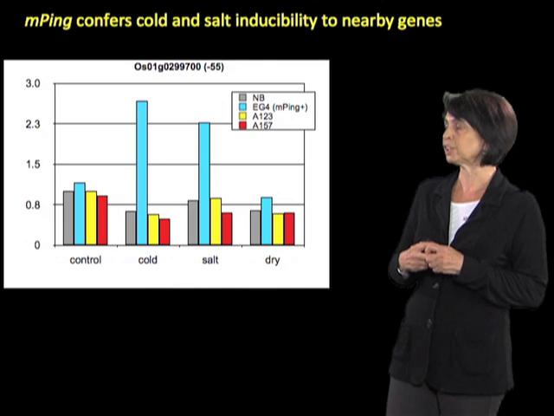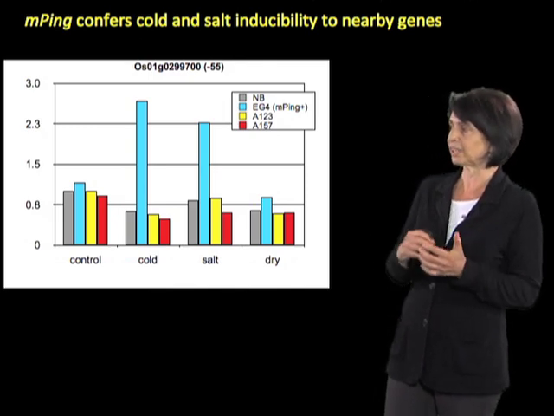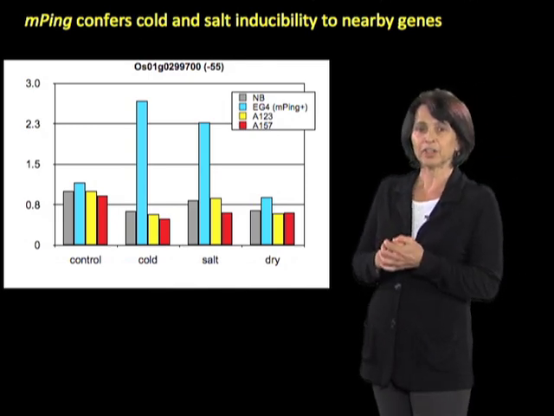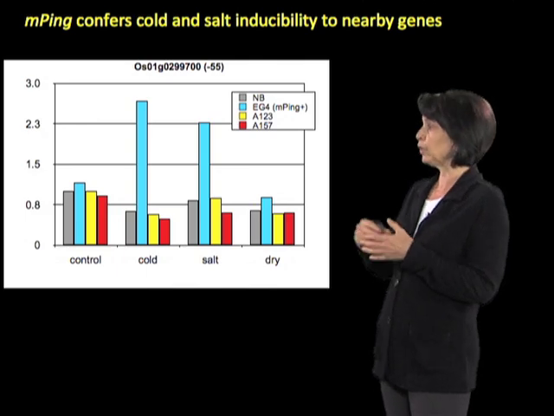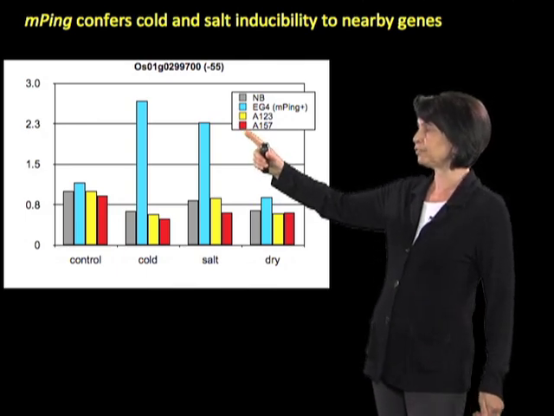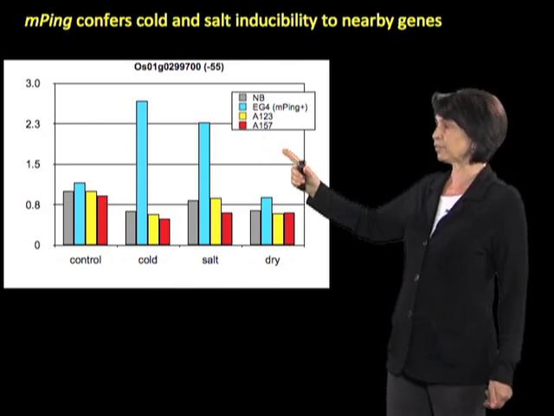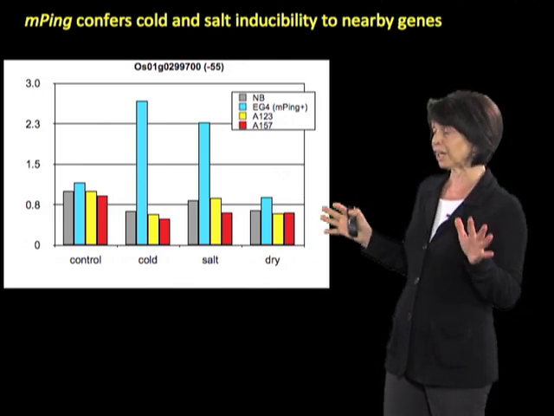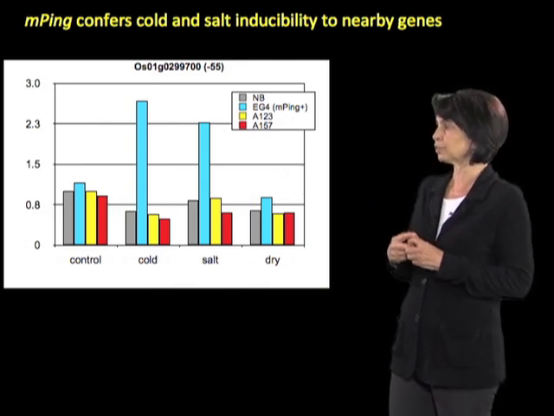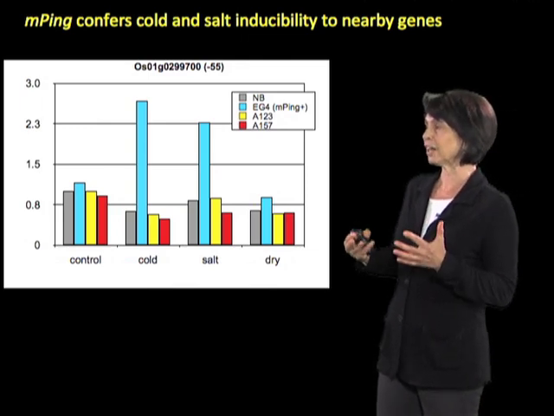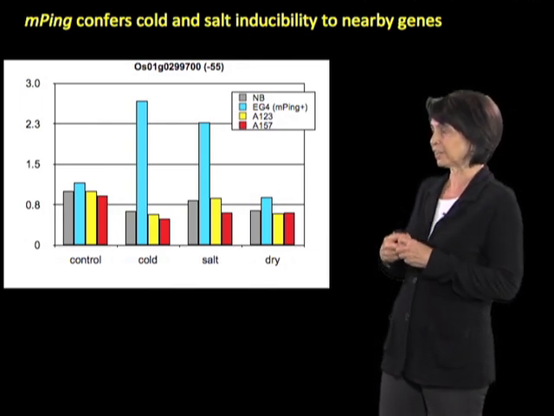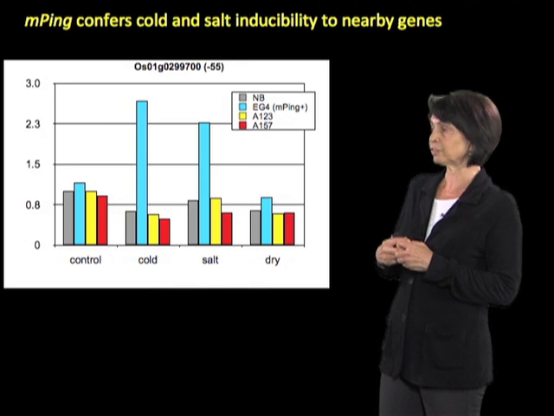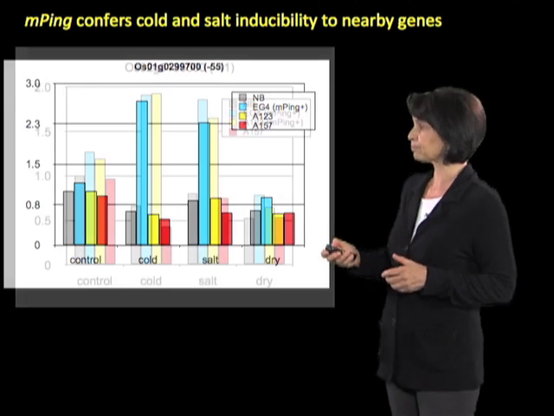However, when we subject these plants to cold, and we meaning Ken Nato again, cold or salt, we see that the strain EG4, which has Emping at minus 55, we see increased transcription, okay, not much, but we see reproducible increased transcription, whereas the other high copy strains that don't have this allele with Emping do not respond, okay?